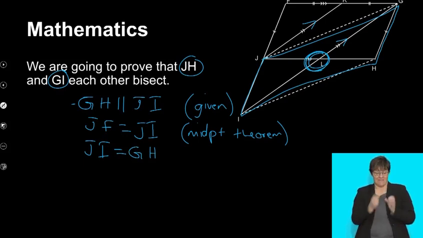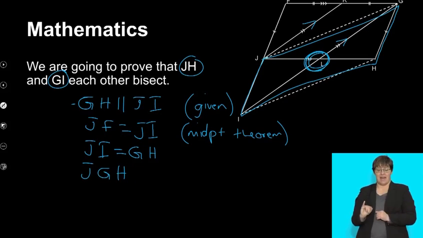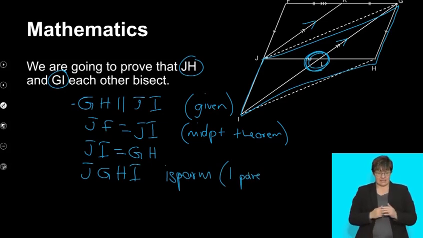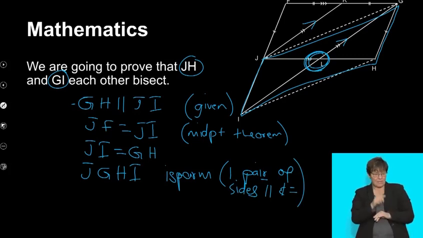Now, as soon as this is the case, it simply tells us that JGHI is a parallelogram, right? The reason for this will be one pair of sides is parallel and equal. Let me just write that properly for you. It is one pair of sides parallel and equal. Based on that, then it is a parallelogram, right?